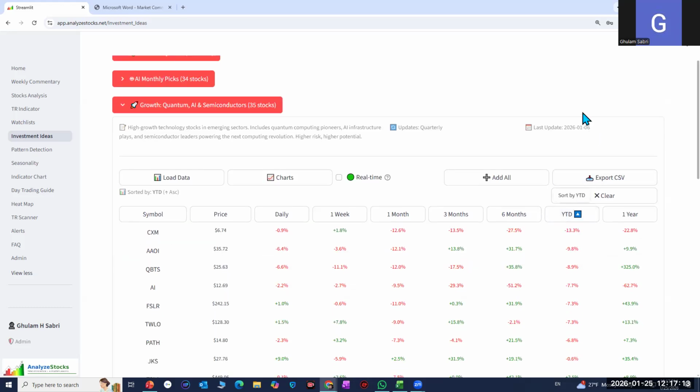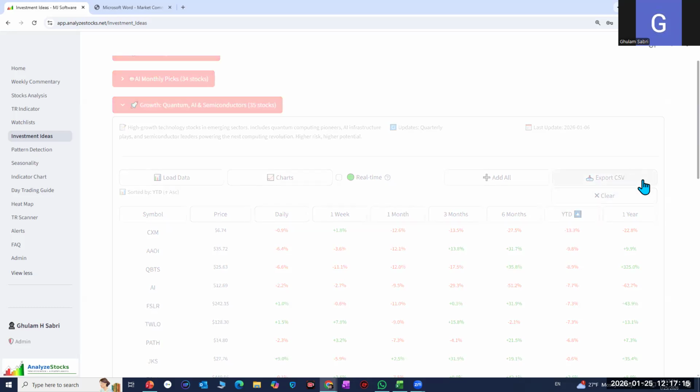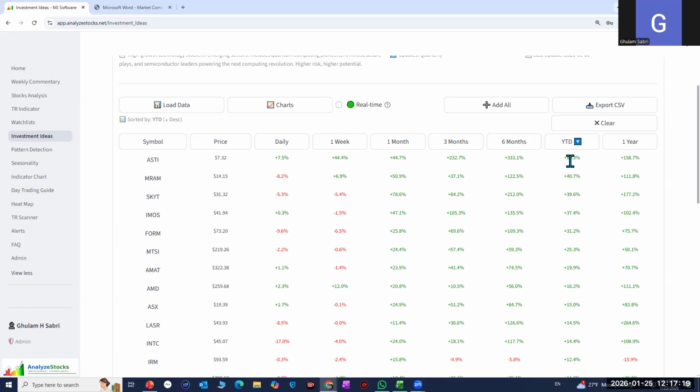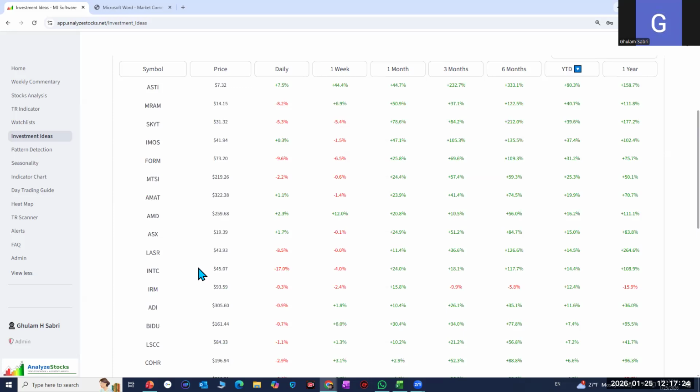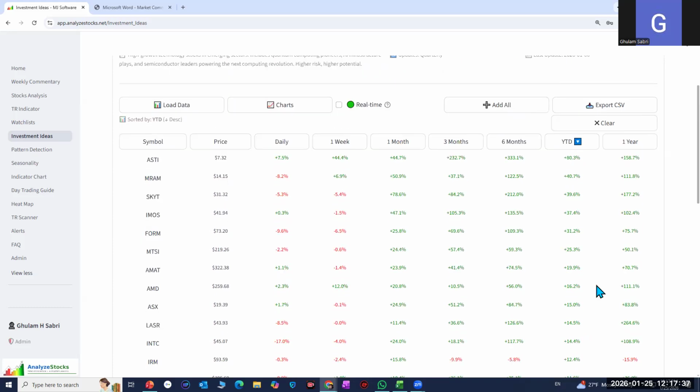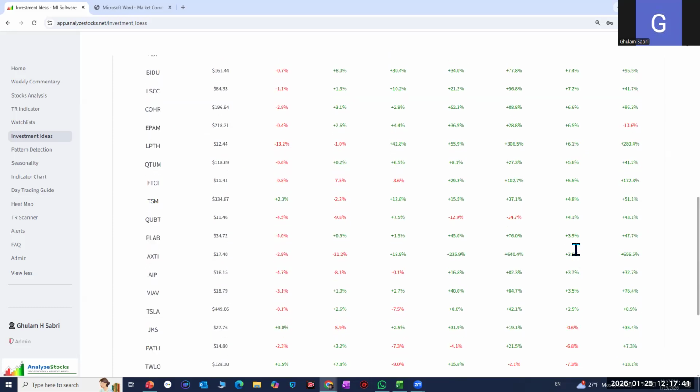Look at it, I'm just sorting it in descending order. ASTI has given 80% in this month only. These are very high growth and riskier stocks. AIM at 20%. Intel, even after a drop of 70%, is up 14% this year. Baidu. So that is the amount of gain they have on a YTD basis, and YTD is only January.